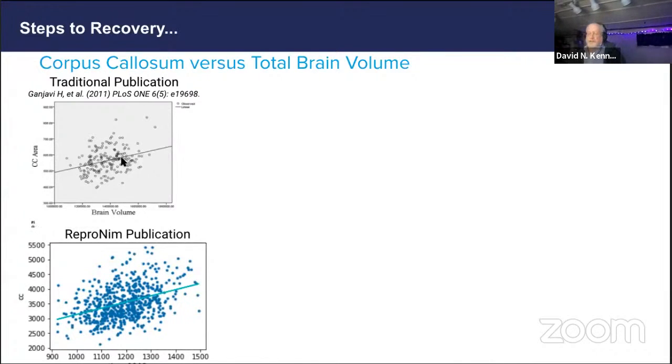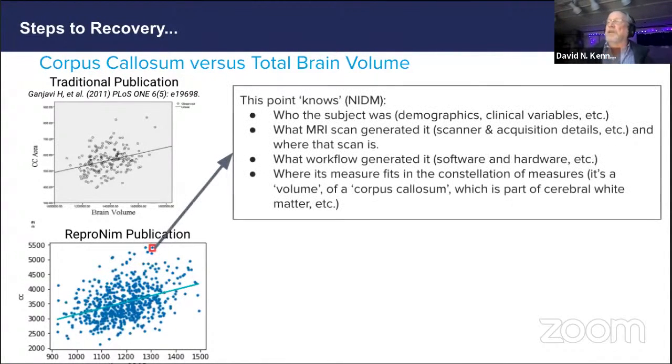The ReproNim variant of that really wants to do a sort of paradigm shift in how we do that same publication in a reproducible, re-executable fashion. So in a ReproNim version of this, same plot, each point knows, in some canonical sense, all sorts of information about where that point came from, its provenance. Who was the subject that point is representative of? What were the demographics? What were the clinical variables, et cetera?